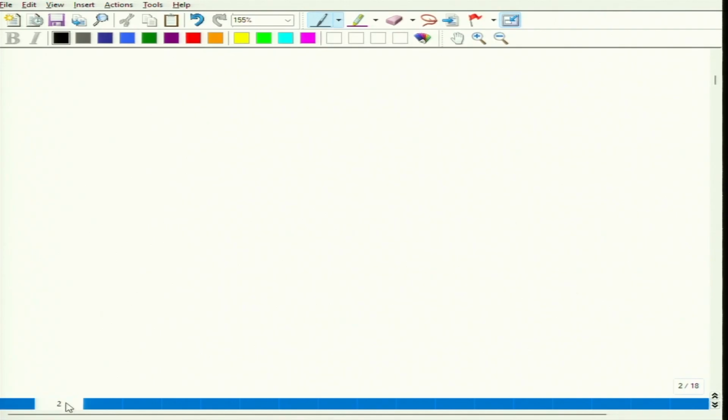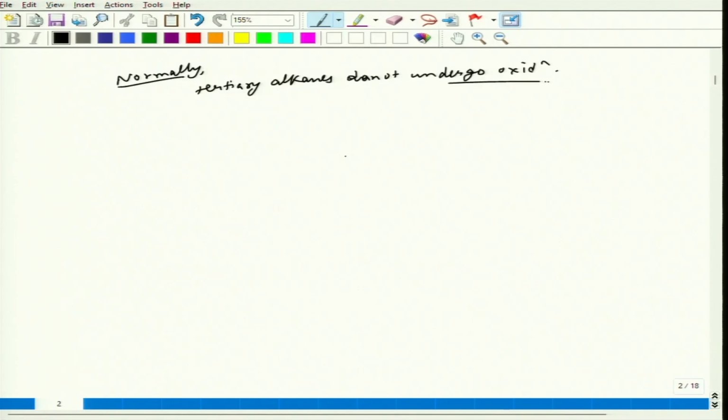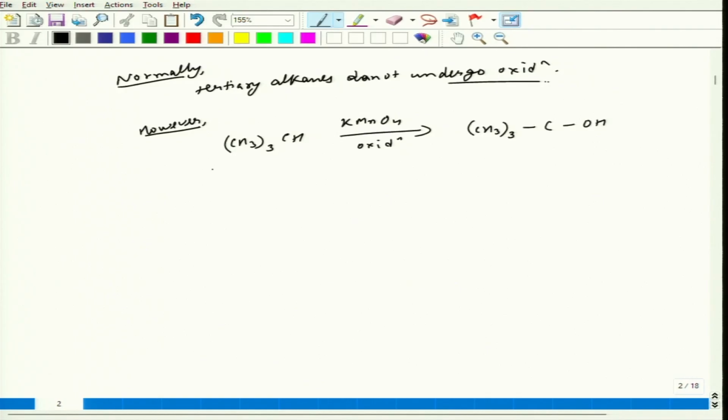The catalyst which you are using is the main point of focus. Normally, tertiary alkanes do not undergo oxidation. However, they also can be oxidized, though only under very specific conditions or with suitable reagents. This is KMnO4, and we can oxidize this tertiary alkane, that is 2-methyl propane.